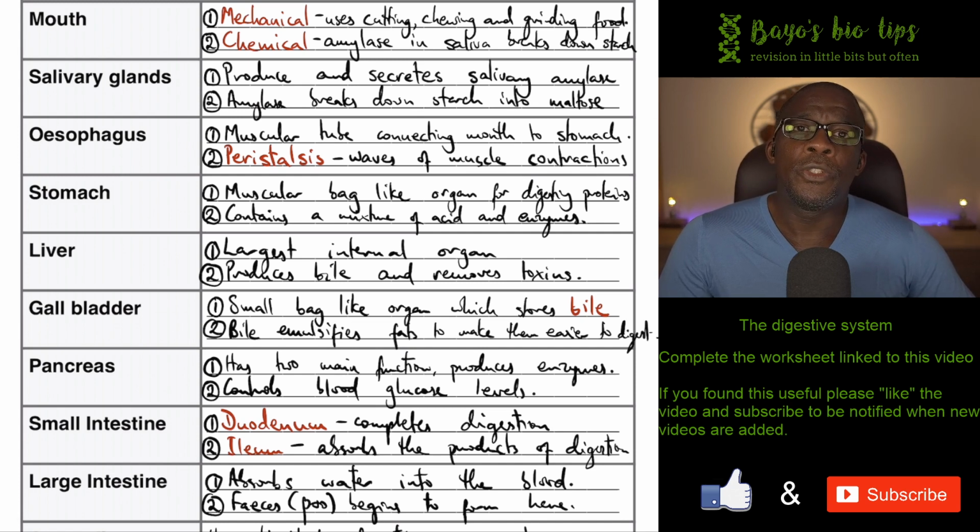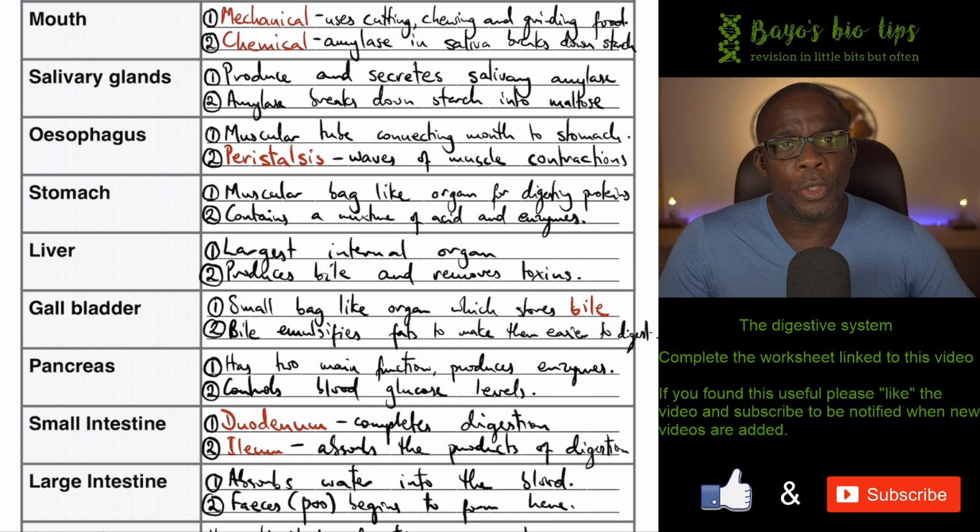So the liver is your largest internal organ. Think for a second as to what your largest organ in general is. I'll give you 10 seconds to think about it. Pause now. Okay, if you guessed the skin, you're right. Your skin is your largest organ, but your largest internal organ is your liver.